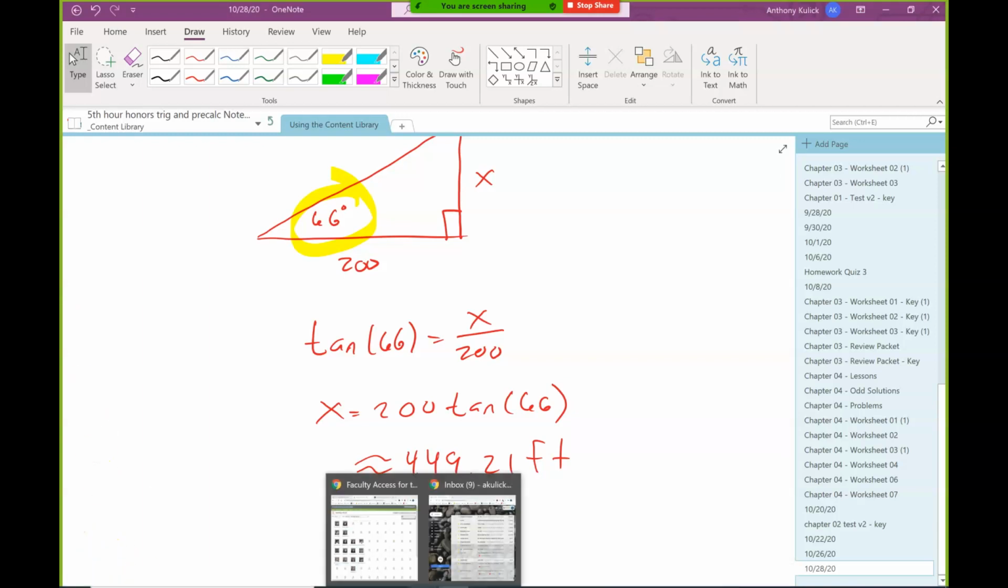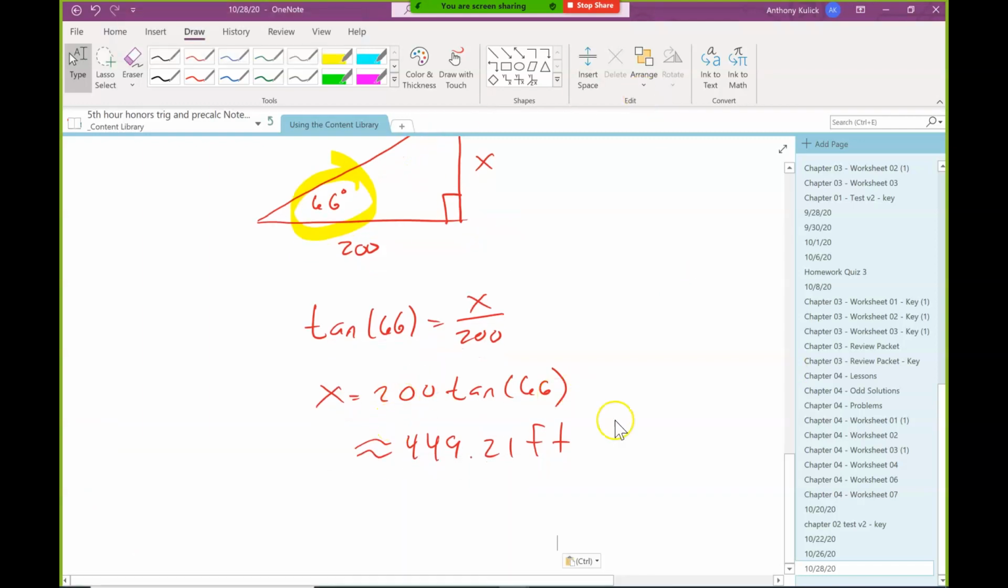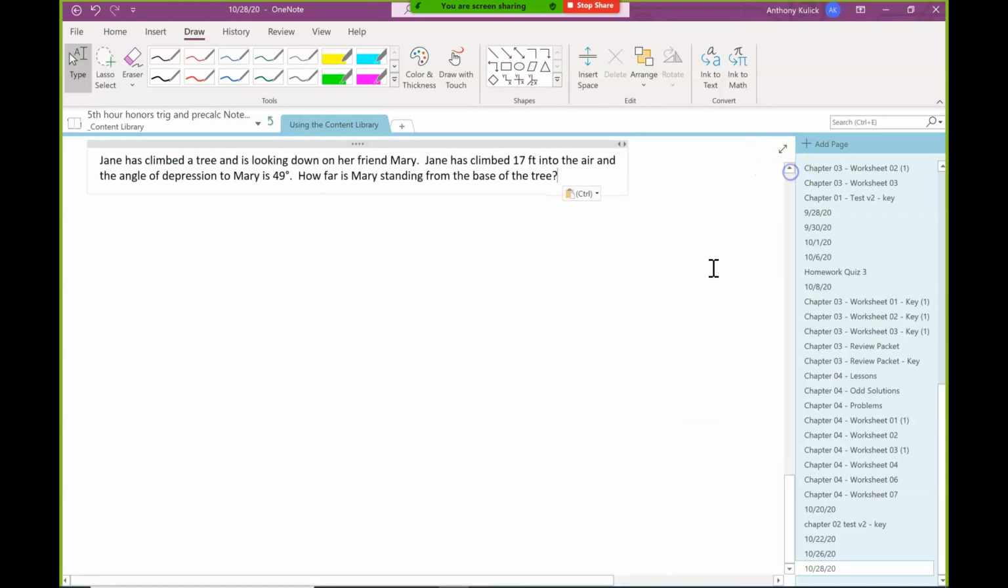Let's do another. Jane has climbed a tree and is looking down at her friend Mary. Jane has climbed 17 feet into the air, and the angle of depression to Mary is 49 degrees. How far is Mary standing from the base of the tree? Okay.